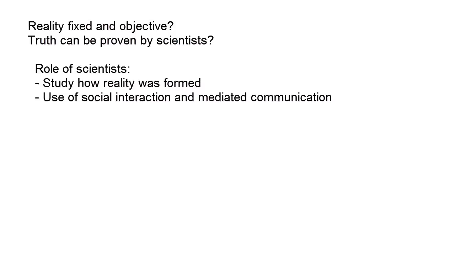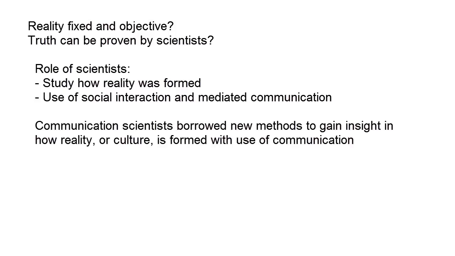This meant that scientists, according to social constructionists, had to study how reality was formed in the mind of people, how they use social interaction and mediated communication to create and maintain their own personal image of reality. New, more qualitative, deeper, and explorative methods were required for this.